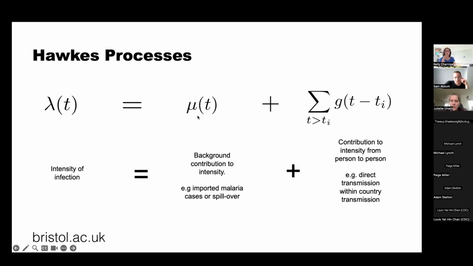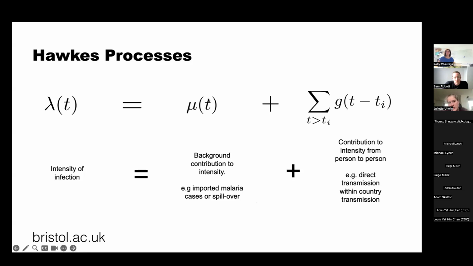And we can think of the background term, this mu of t, to be your imported malaria cases. These are the people who come into your area of interest, whether this is a country or a region, with the disease, and they aren't infected by anyone else on your line list. And then the second term is the contribution to the intensity from direct transmission within the country. So this is somebody getting infected by somebody who lives in that community.